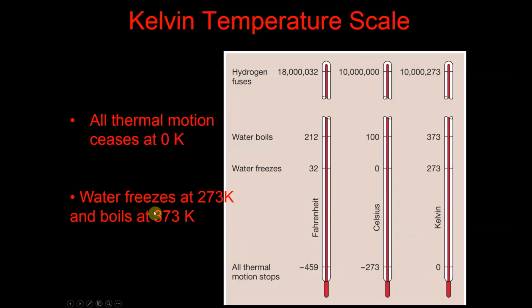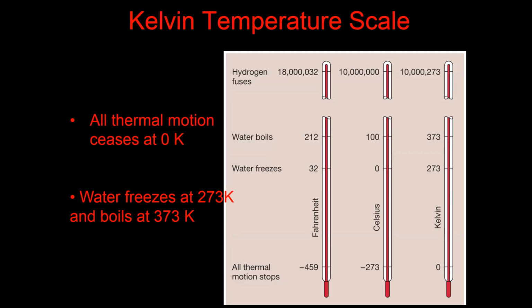So absolute zero is the point where all thermal motion stops. We still have our water freezing and boiling points at 273 and 373 Kelvin, and on the upper end here you can see hydrogen fusing. So these are 10 million degrees or something like that. This is the sort of temperature you should expect to find at the core of a star like the Sun.